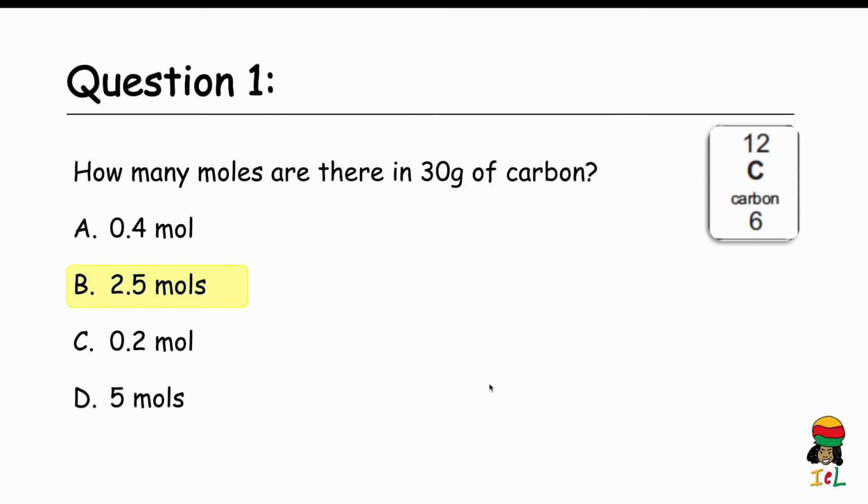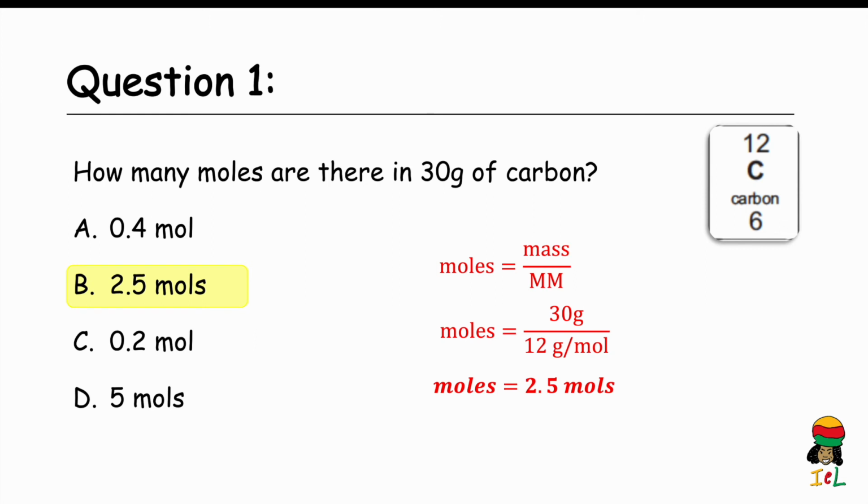The answer is B, 2.5 moles. How did we arrive at this answer? We know that moles is equal to the mass divided by the molar mass. Therefore, moles would be equal to 30 grams of carbon divided by the molar mass of 12 grams per mole. As a result, the answer is 2.5 moles.